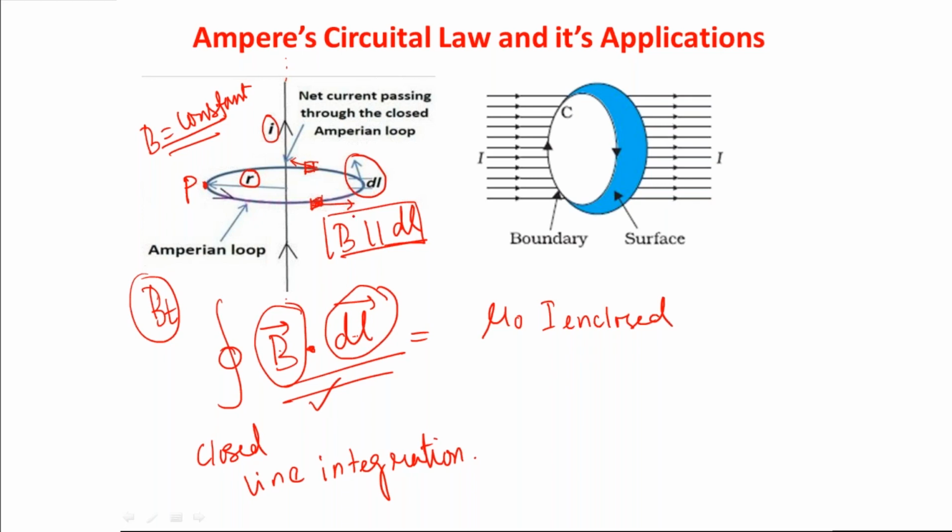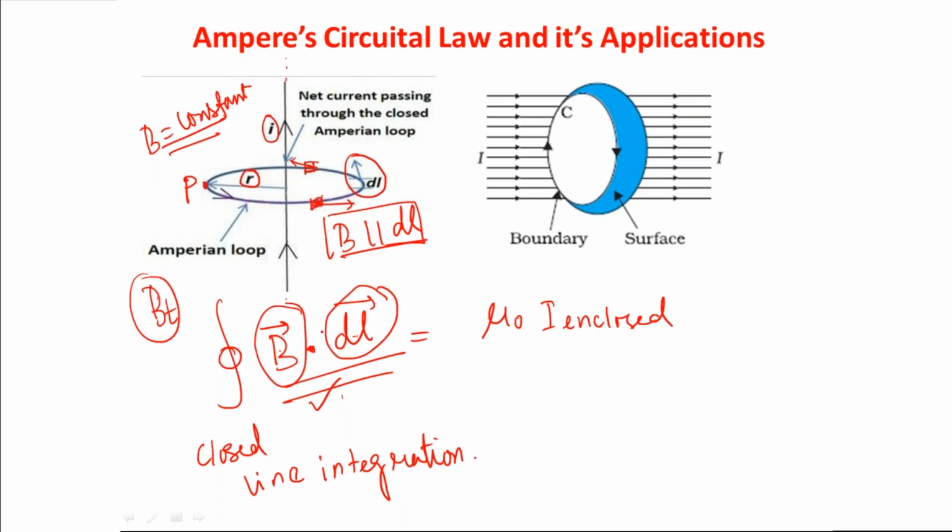Sometimes it is written as BT. So the tangential component of the magnetic field, and the dl, the length element of this circular loop, is also along the tangent to this particular part of the circle. That's why these two are parallel to each other, and I have to take a closed loop integral.